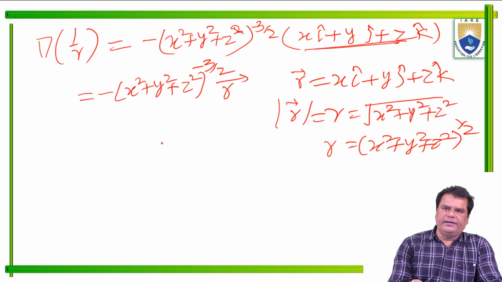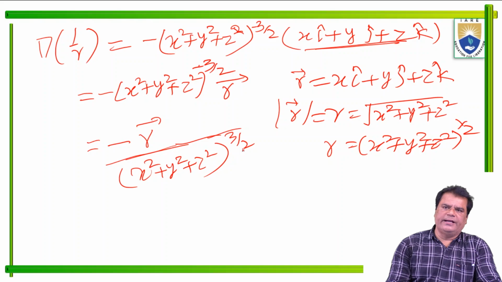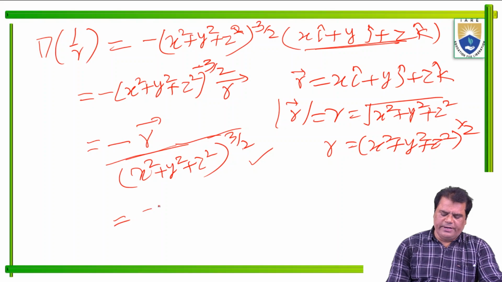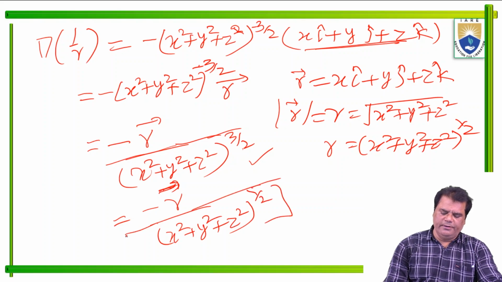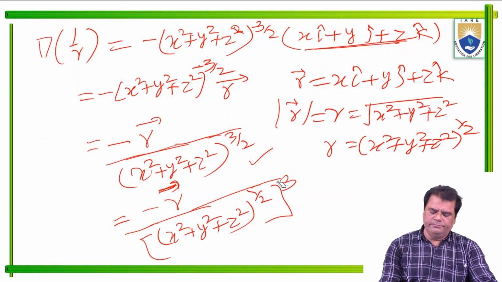Now this is a negative power, taking it in the denominator: minus vector r upon (x square plus y square plus z square) whole to the power plus 3 by 2. Here the negative power is written in the denominator as plus 3 by 2. Now we can write this as minus vector r upon (x square plus y square plus z square) whole to the power half, whole cubed, we can write it this way.